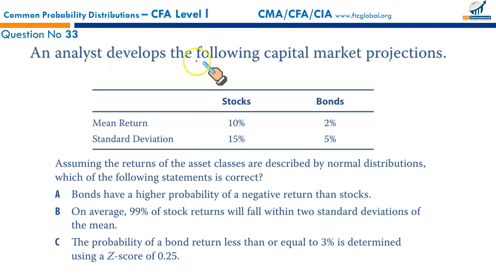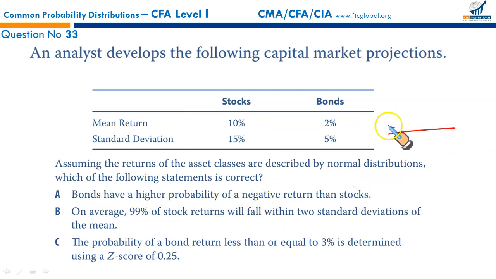An analyst develops the following capital market projections. Stocks, mean return 10, standard deviation 15, bonds mean return 2, standard deviation 5. What are we looking for? Assuming the returns of the asset classes are described by normal distributions, which of the following statements is correct? Bonds have higher probability of negative returns than stocks.